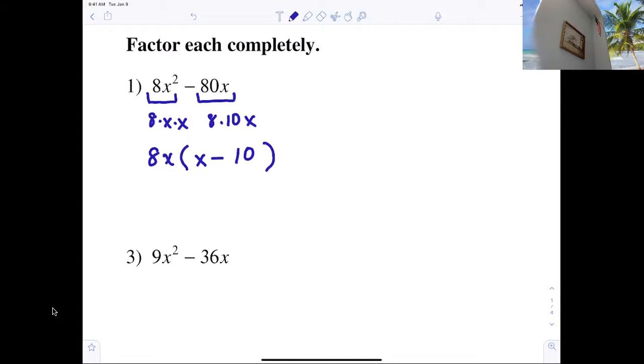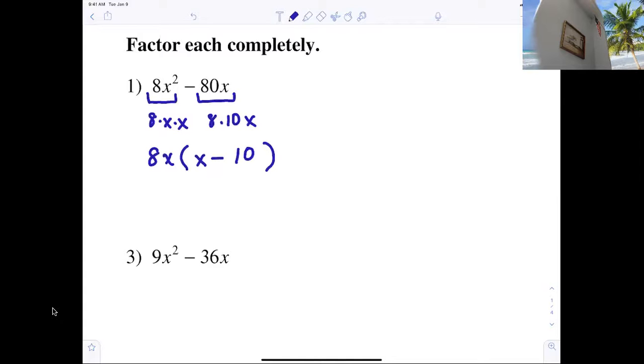And the largest of those factors is what? 8. All right? Now, how did I get to these numbers? I told you at the beginning, we're going backwards. So instead of multiplying, we're going to do what? Divide. What's 8 divided by 8? 1. That's where this 1 came from.